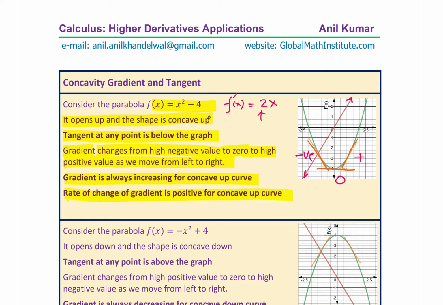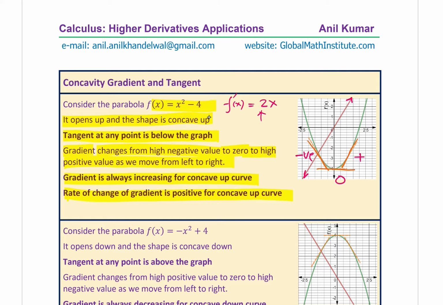Correct? So when it is concave up, we notice that the tangents drawn on the graph are always under the curve. And when it is concave down, the tangents are above the curve. Second, the gradient, I should say, the first derivative is changing from negative to 0 to positive for concave up. Rather, it is increasing all the way. When it is concave down, the first derivative is decreasing. That is what we are trying to do, right?